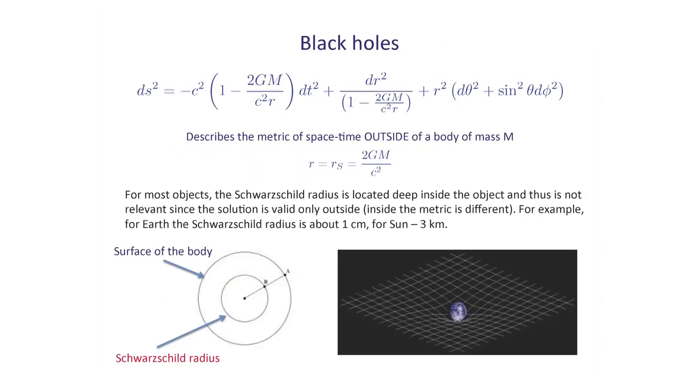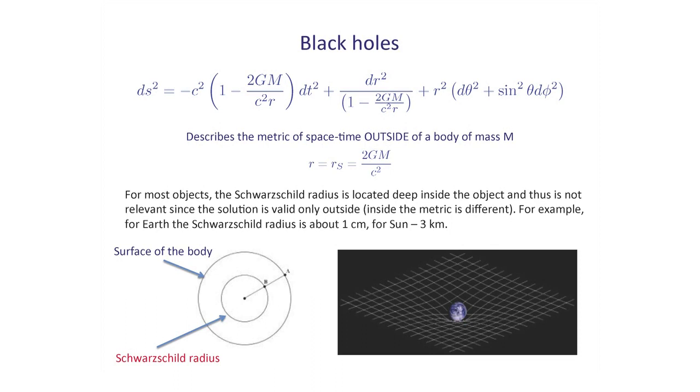Well, remember that the metric describes the spacetime outside of the body of mass m. So for most objects, this pathology, this singularity, is of no significance. For most objects, the Schwarzschild radius is located deep inside the object itself, and therefore is not relevant for the solution, because the solution is on the very outside. For example, for the Earth, the Schwarzschild radius is about 1 centimeter.